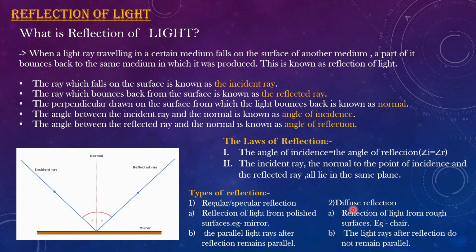Second one, diffuse reflection. The reflection of light from rough surfaces, for example, chair. The light rays after reflection do not remain parallel.